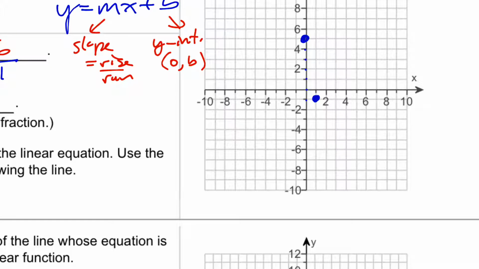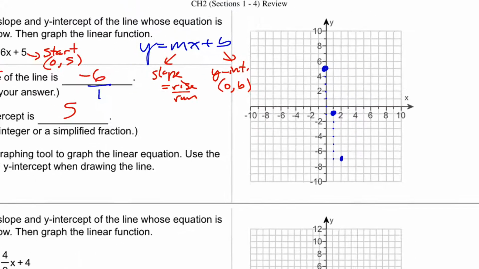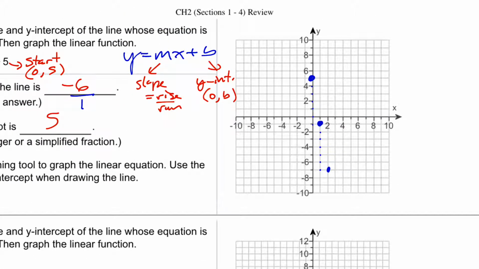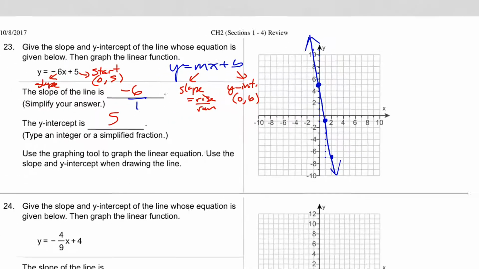Okay, and we can just keep doing that. Down 6, over 1. Or we can go back up the other way. Up 6, go back 1. And then you just connect the dots here. And there's our line.